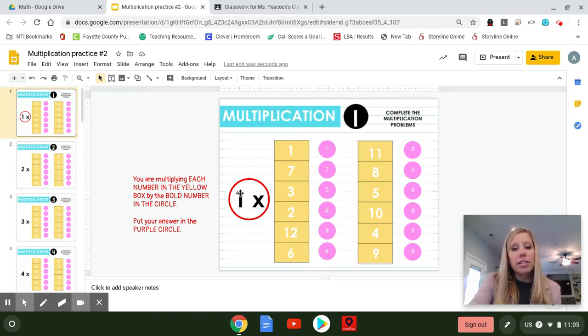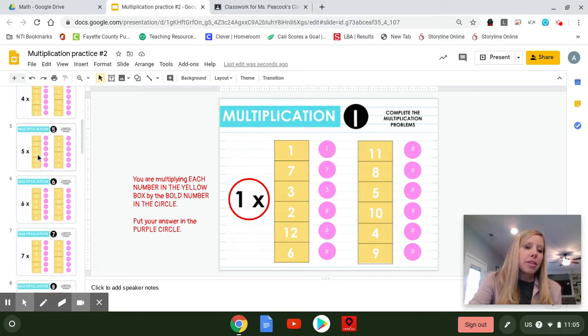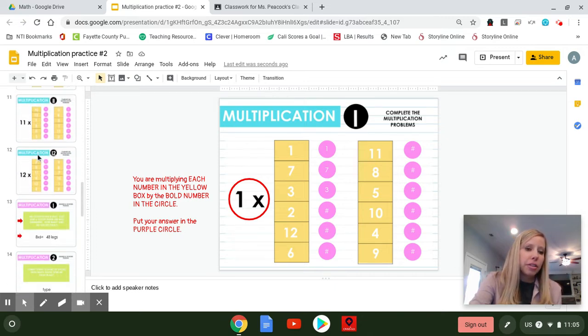You're going to take whatever number is in the red circle and multiply it by the yellow square number. And then you put the product in the pink circle. And remember, the directions are always over here in the red if you forget. So you'll do that with all of these numbers, 1 through 12.